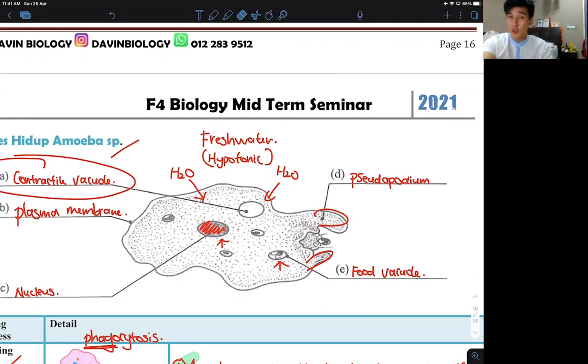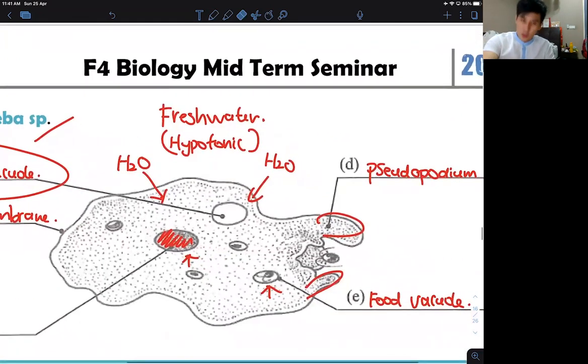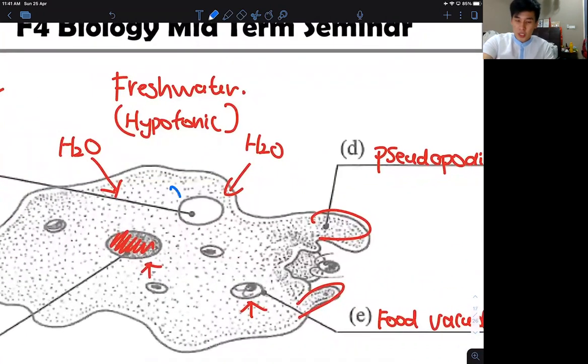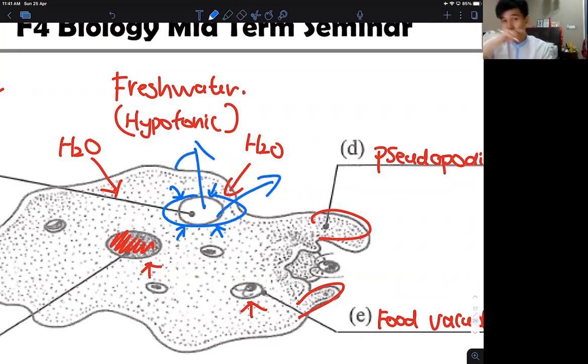So if too much water goes into the amoeba, water will first enter the cytoplasm, of course. And all this excess water will go into the contractile vacuole. So when this contractile vacuole becomes too big, it will just contract. This is called contractile vacuole because it contracts and the water is pushed out.